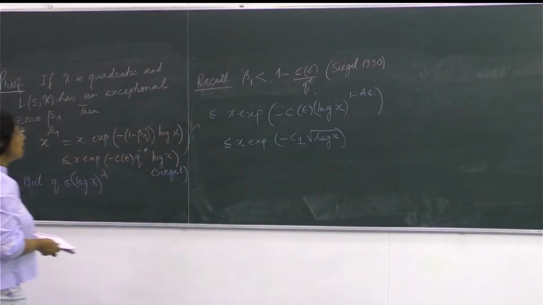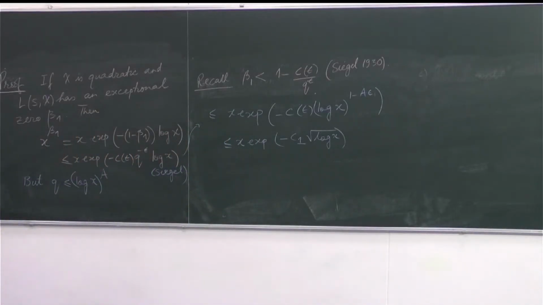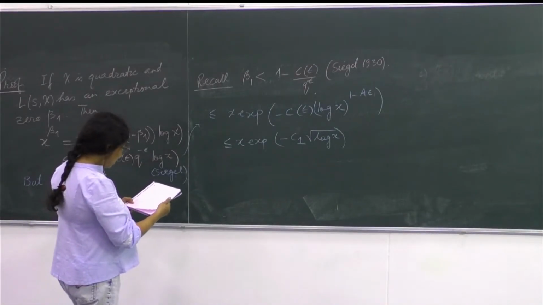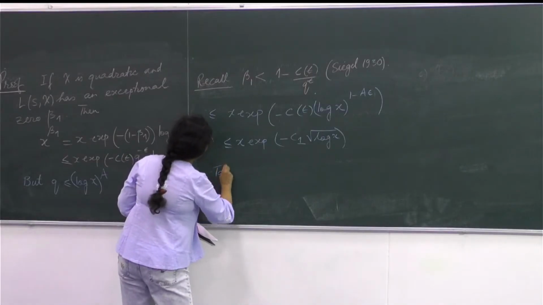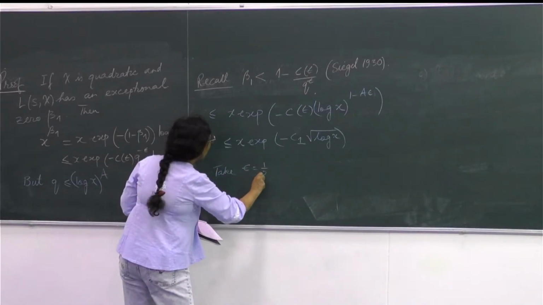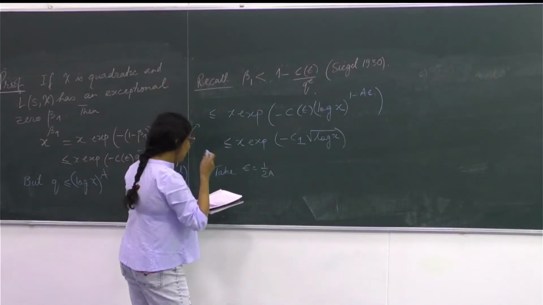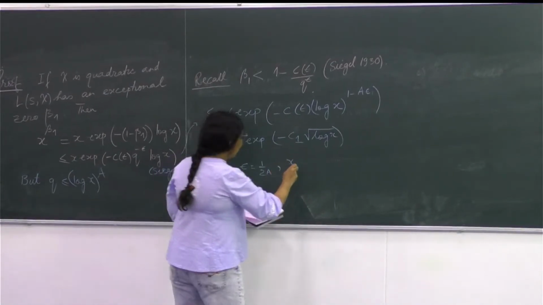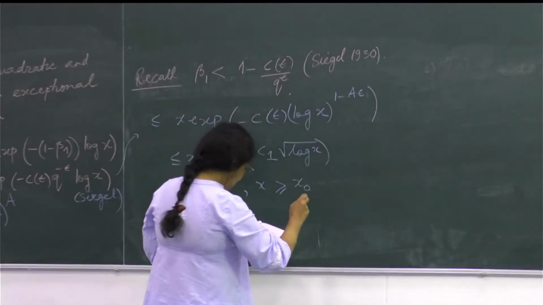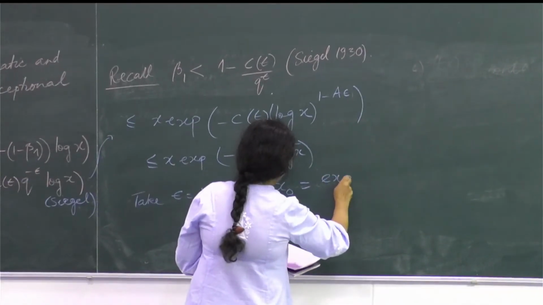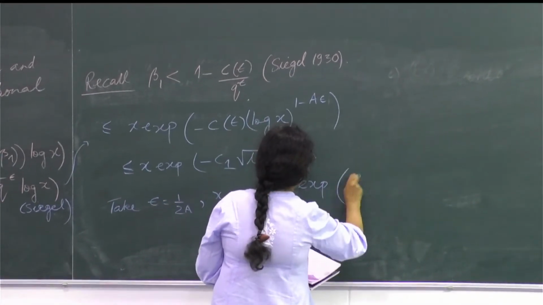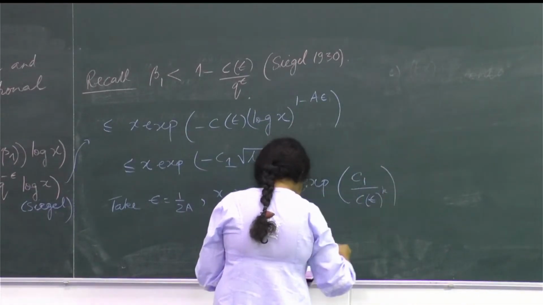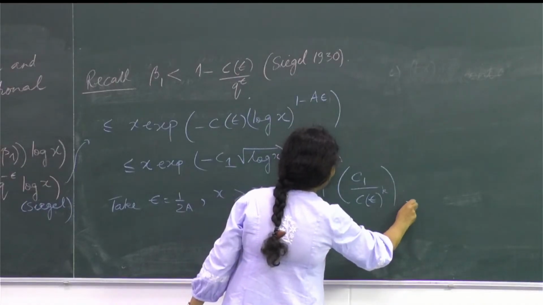Okay. So for every epsilon, I can do this. So I take epsilon to be equal to 1 by 2A, and x to be greater than or equal to x0, which depends on C1 and c epsilon to some power. Okay, and then we are done.